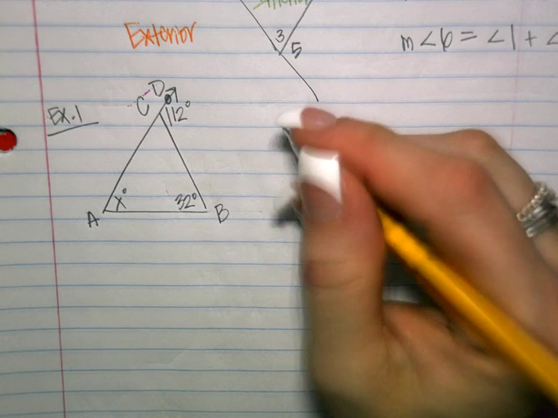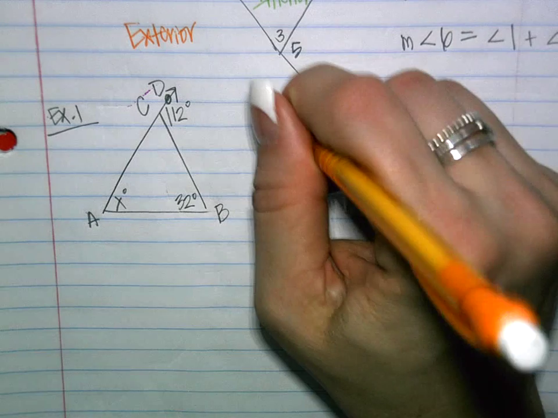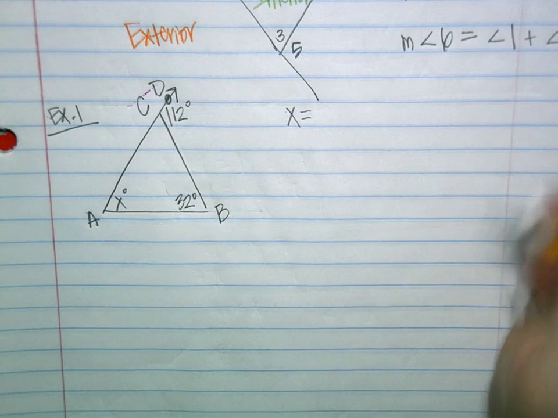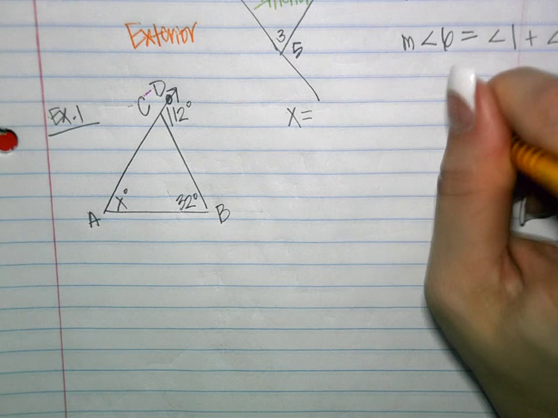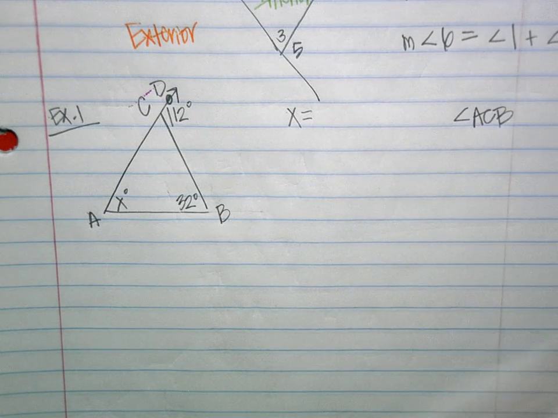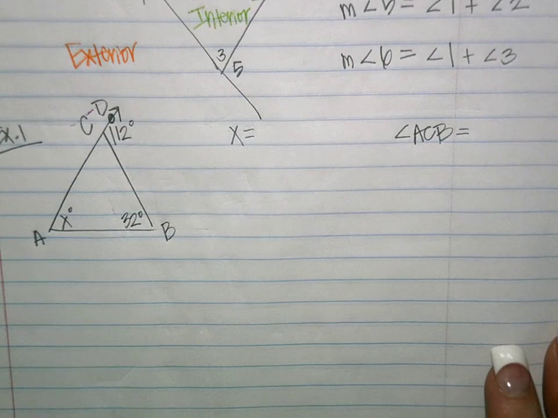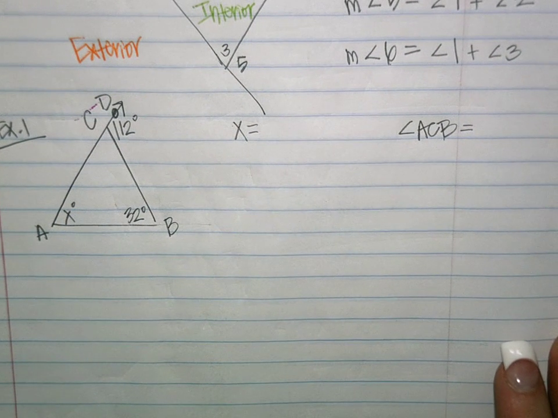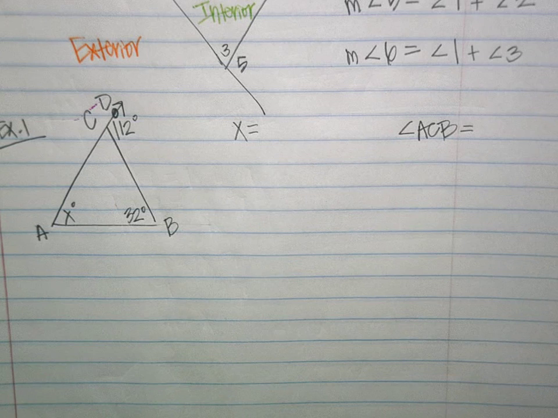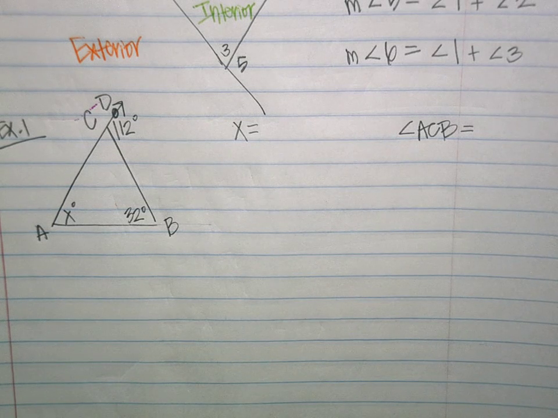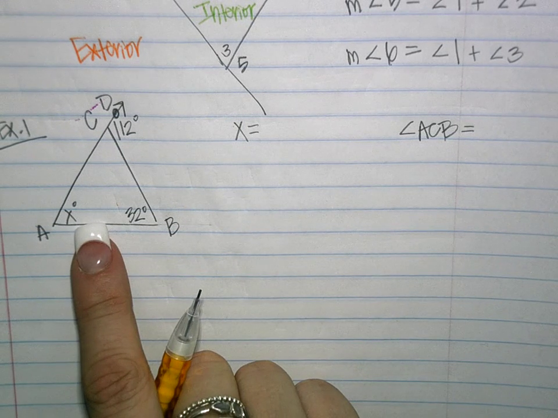I would like you to find two different parts here. I want you to find the value of X, and I want you to find the measure of angle ACB. So we're going to start with two different parts here. Okay? The first part is, how can I find the value of X?